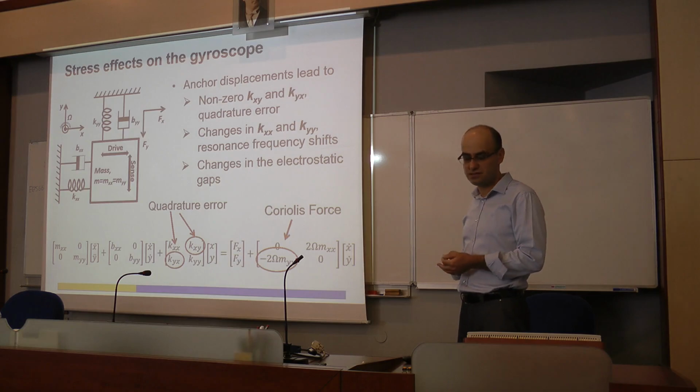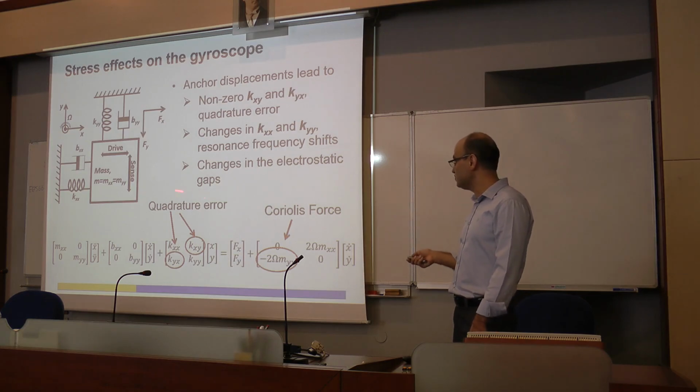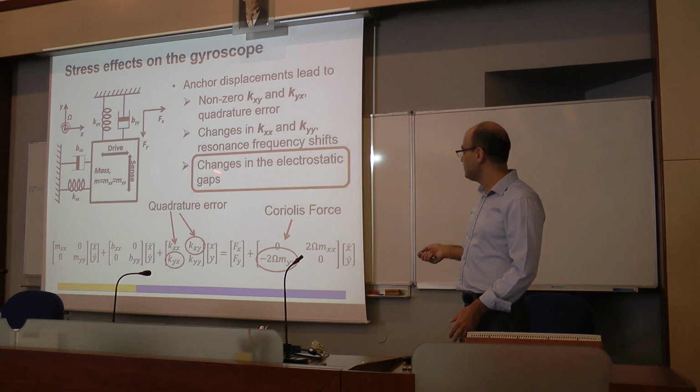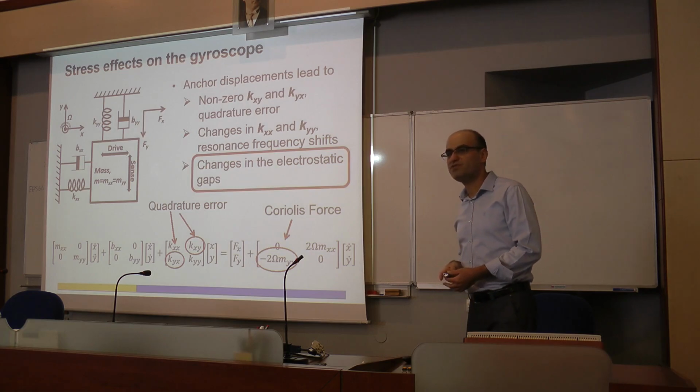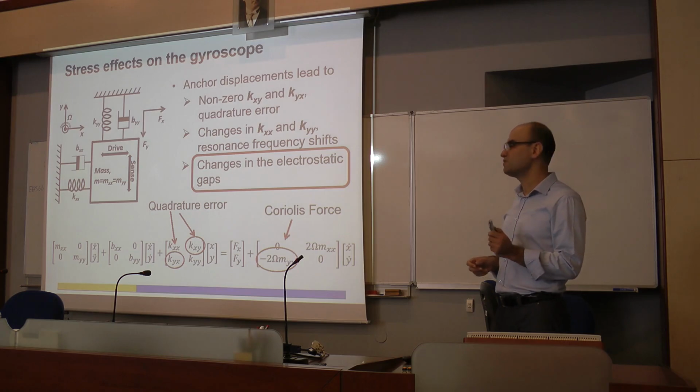Quadrature error is in general like 3 orders of magnitude larger than the signal you want to measure. So it induces this quadrature error, and it changes your force. And the most important thing is, if it modifies your gaps, then that change cannot be distinguished from the Coriolis signal.